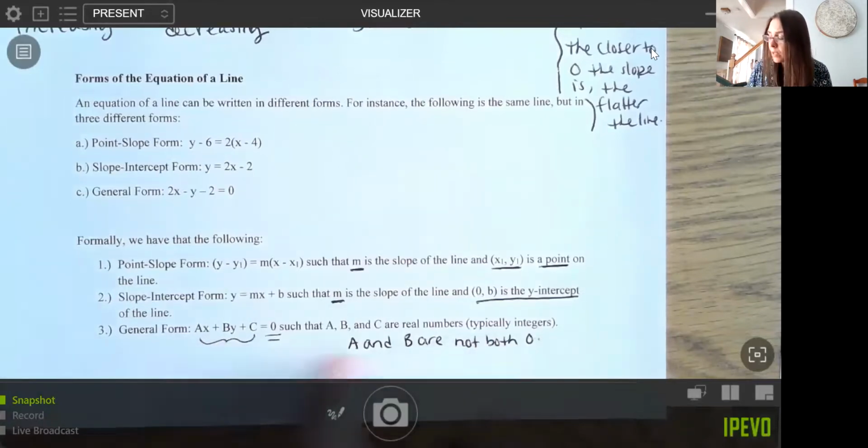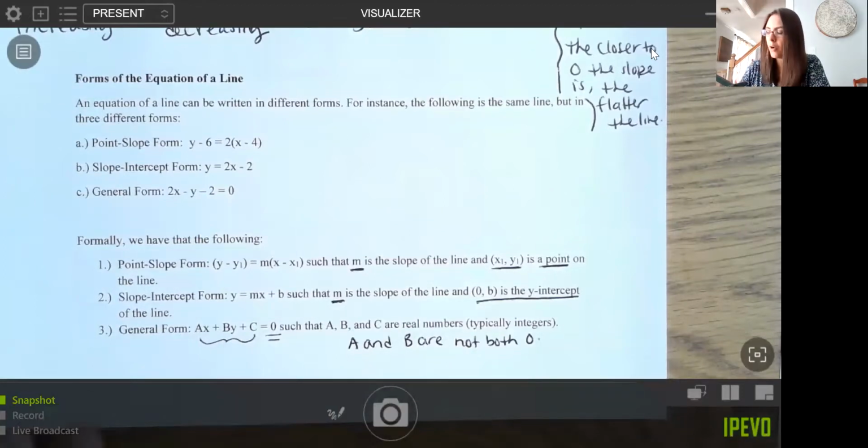Now, typically, when you're in general form, we do tend to have integers there. So if we have fractions or decimals, we often will cancel them out by multiplying through by a common denominator or something like that. It's not always necessary, but it tends to be very common. So you will see often that in general form, we do like to clean that up so that it looks pretty nice and everything is typically in integers.